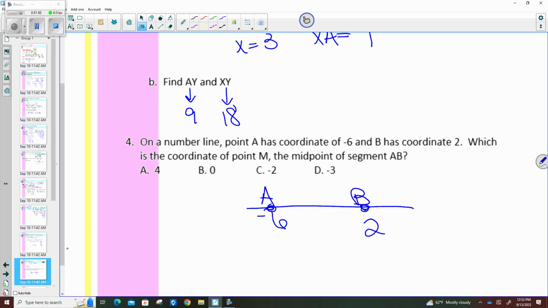So can I eliminate an answer right away? Which one? -3. -3 is in between those. 4. 4 is not in between these two numbers. But I bet you a whole lot of you circled 4. Why? Where's the 4 coming from?